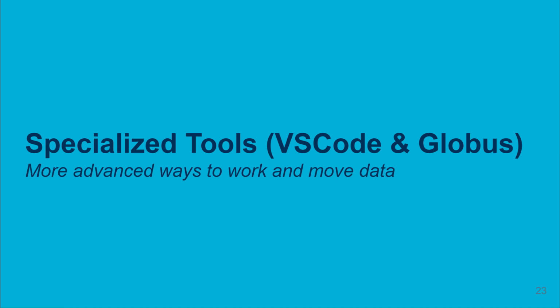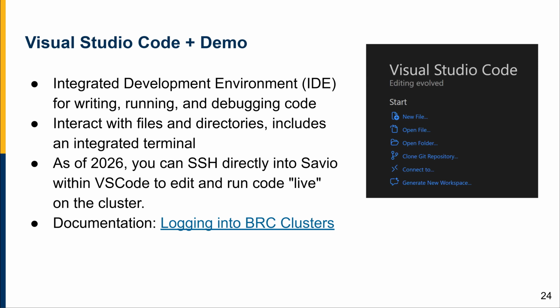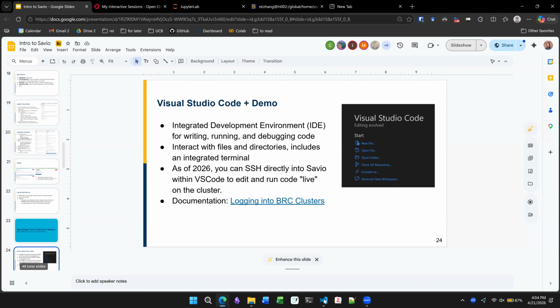Okay. Slightly more advanced ways to work with and move data. Visual Studio is an integrated development environment for writing, running, and debugging code. It's kind of like a step up from running Jupyter in your browser. You can interact with files and directories, and it also includes a terminal. As of 2026, this year, you can SSH directly into Savio within Visual Studio to edit and run code live on the cluster. It's also documented in our documentation.